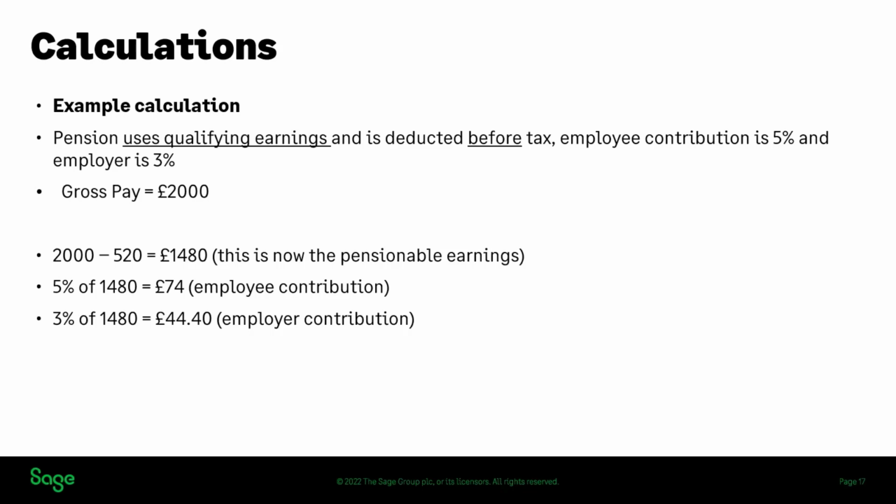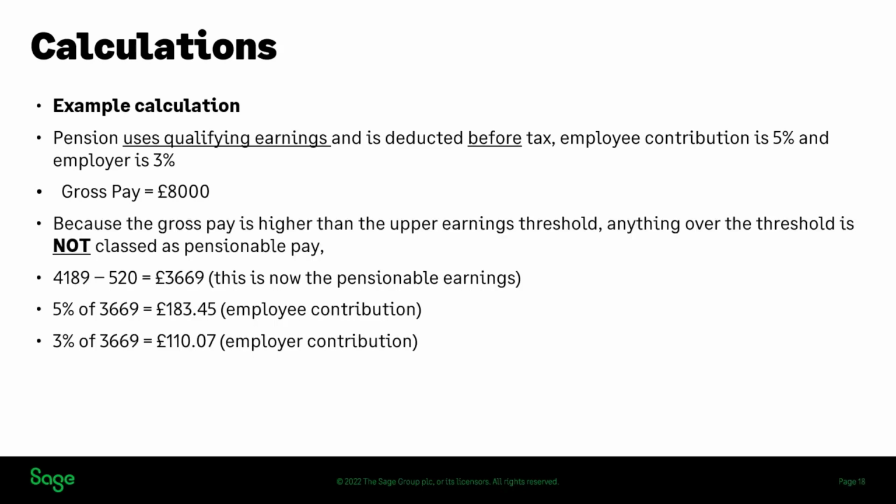Again, the employee contribution is 5% and the employer is 3%, and the gross pay is still £2,000. This time, one extra step, we need to deduct the lower earnings threshold from the gross pay. So that's 2,000 minus the 520, which is the lower earnings threshold for monthly employees. And that gives us 1,480, which is our pensionable earnings. So then we get 5% of 1,480, which gives us £74, and 3% of 1,480, which gives us £44.40. So that's how you would calculate a pension scheme using qualifying earnings and is deducted before tax.